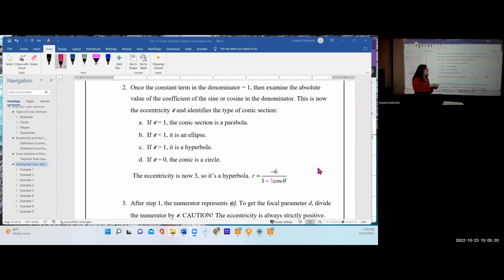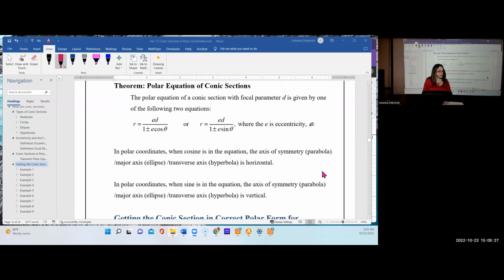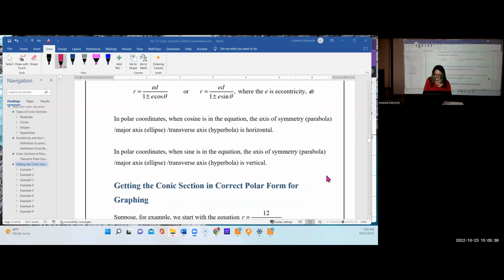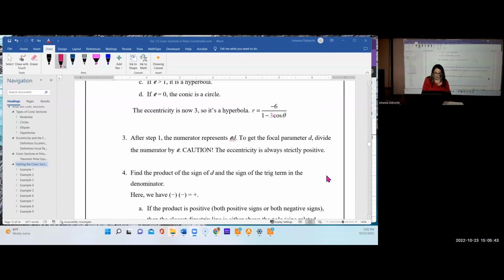So in that case, I know from the formula that we had up above, which is right here, that once I get this 1 in the denominator, the numerator becomes eccentricity times the focal parameter distance. So the numerator becomes this eccentricity times d. So I want to find that value. So I've got eccentricity times d. So I've got e times d equal to -6.